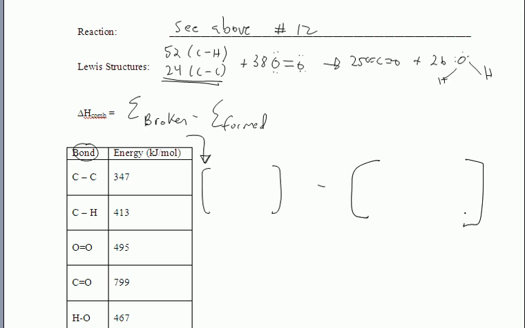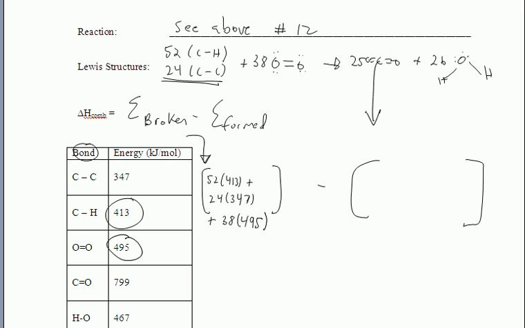For bonds broken, I do have 52 carbon-hydrogen bonds. So 52 times 413 for the carbon-hydrogen bond, plus 24 times 347 for the carbon-carbon bond in this case. We are also then going to add that to 38 times 495 for the oxygen bond. We're going to subtract that from the bonds formed.